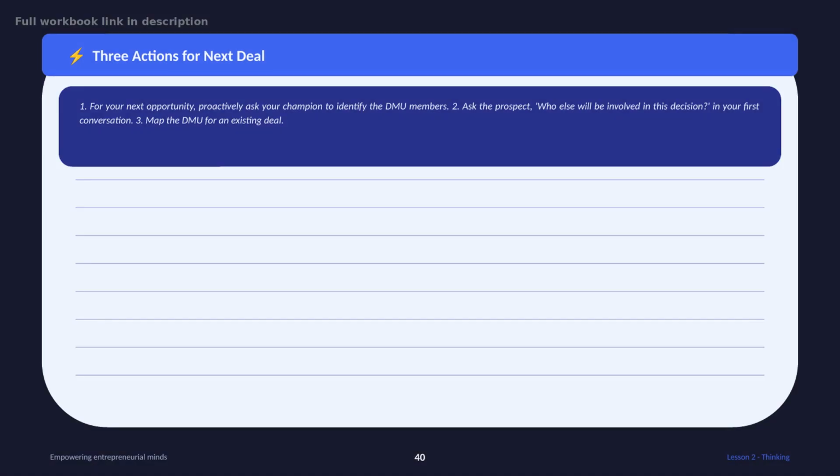3 things to do on your very next deal. Ask your champion directly to help you identify the other DMU members. Ask the prospect in your first conversation, who else will be involved in this decision? And go back and map the DMU on a deal you're currently working. Next time, we take this map of stakeholders and turn it into an actual question bank. Specific questions built for the CFO, the CTO, and everyone else you just identified.